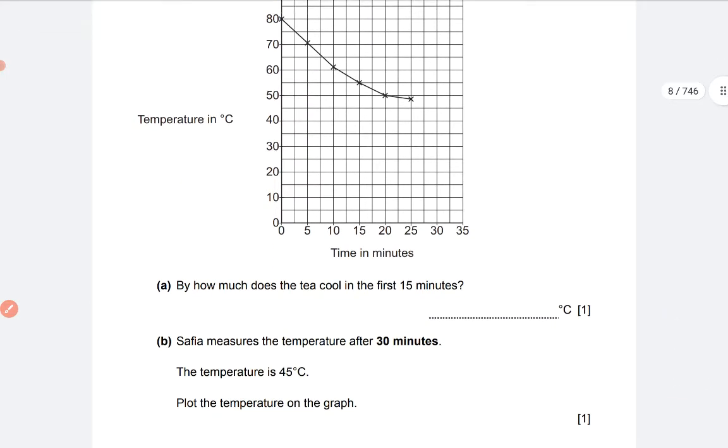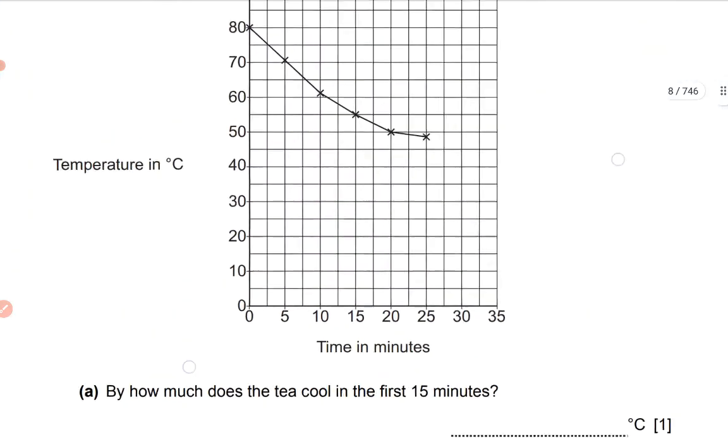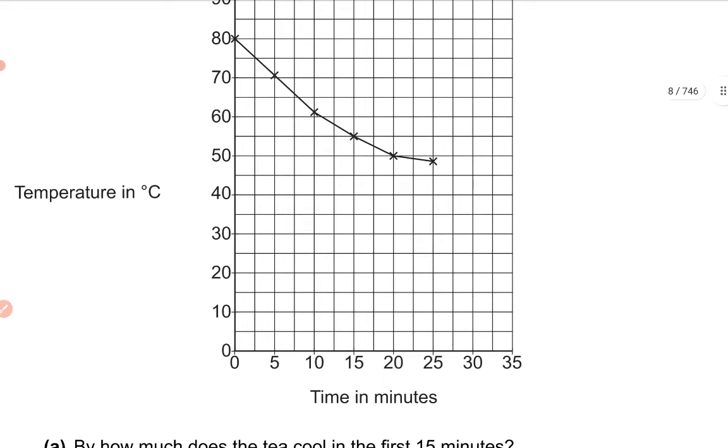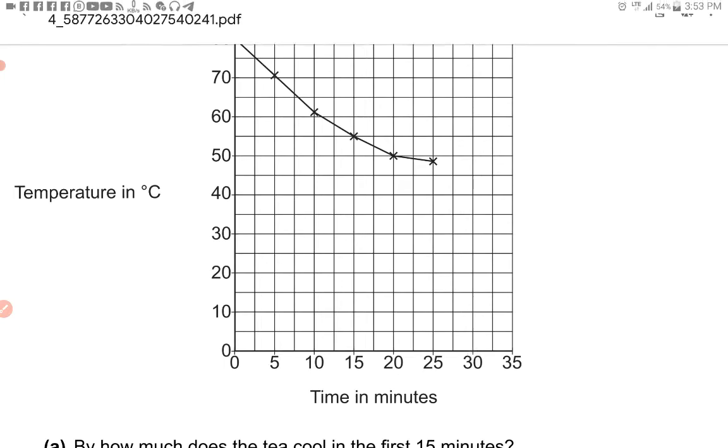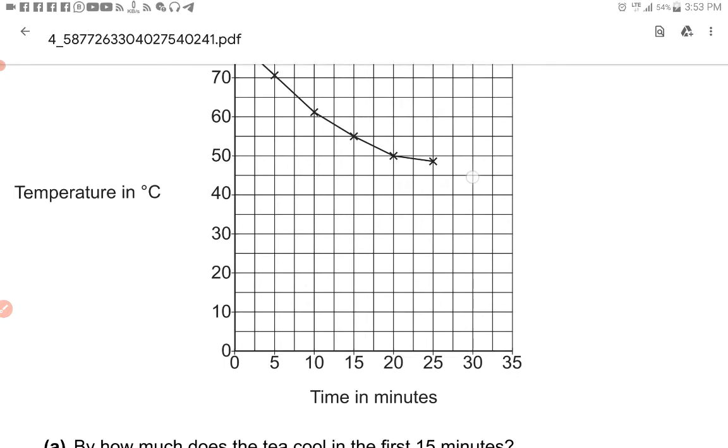After that, Safiya measures the temperature after 30 minutes. The temperature is 45 degrees Celsius. Plot the temperature on the graph. 30 and 45. Here 30, here 45, in this place. And cross it and then join.